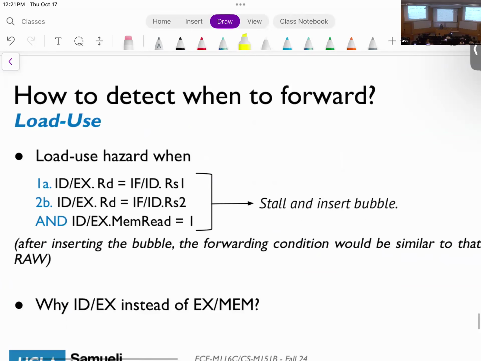And then how do we detect the load use case, as someone asked? So the load use case is fairly similar. This part is the same. The only part that is different is the control signal. So if the control signal MemRead is equal to 1, that means that this is going to stall and then forward. Okay. So we need to forward this signal to the next instruction.